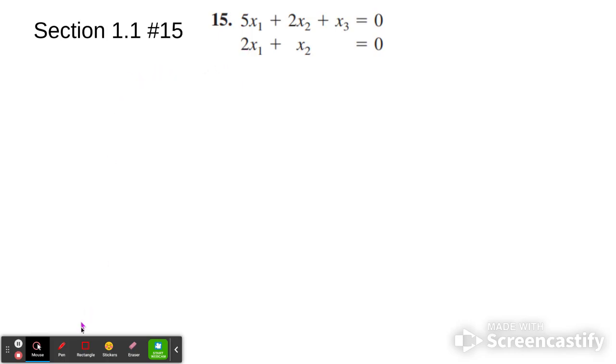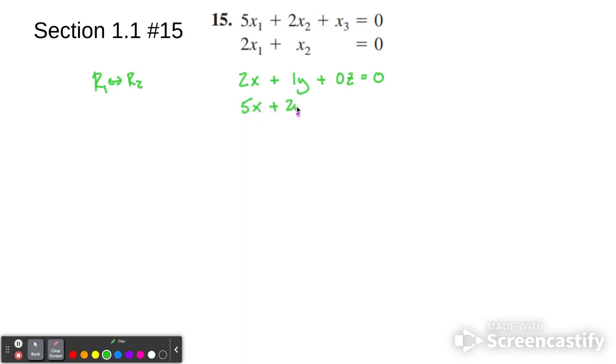So our first one is to swap R1 and R2. So R1 becomes R2. When we do that, we end up getting, and I'm going to switch around a little bit, 2x plus 1y plus 0z, and I just like to put the 0 there because it helps with placeholding. Then I'm going to bring down 5x plus 2y plus 1z is equal to 0. At this point, I'm positioning myself to have that insight of what to eliminate, which comes with practice.